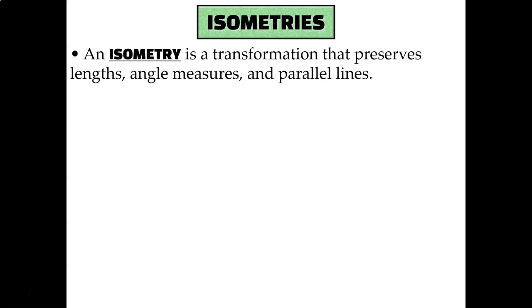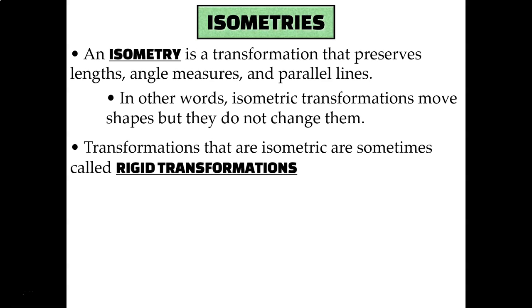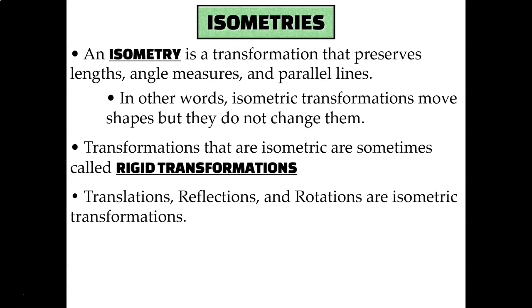The types of transformations that we're going to be learning about in this unit are called isometries. An isometry is a transformation that preserves the lengths, the angle measures, and the parallel lines that existed in the preimage. Basically, you're just moving the shape, you're not actually changing the shape. These types of transformations are sometimes also called rigid transformations. Rigid transformations include translations, reflections, and rotations.